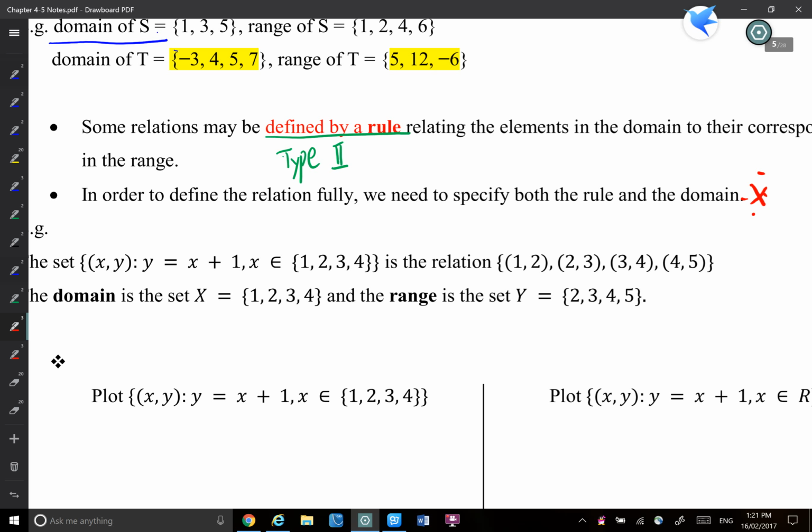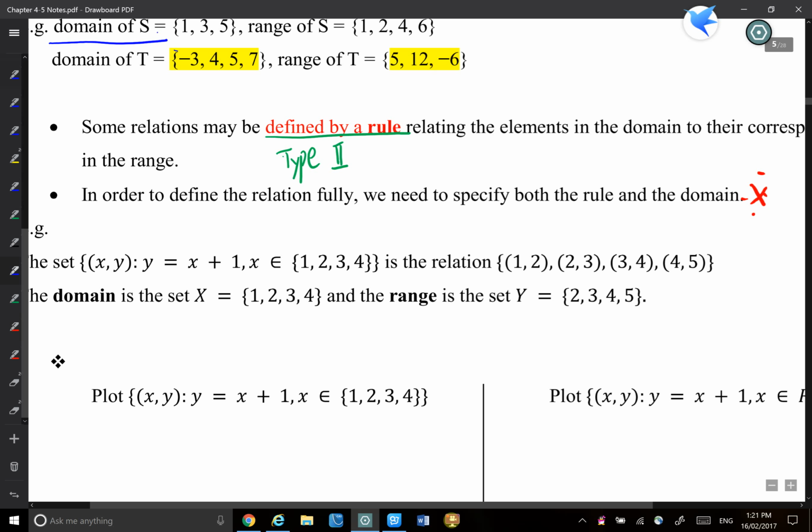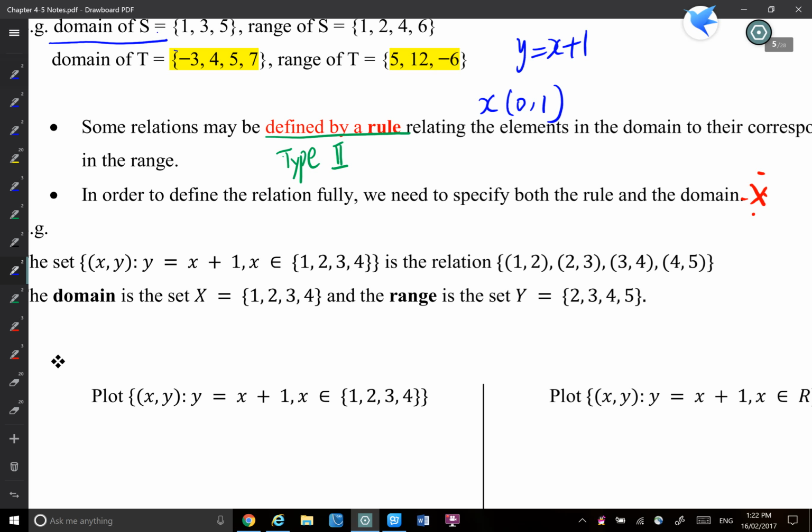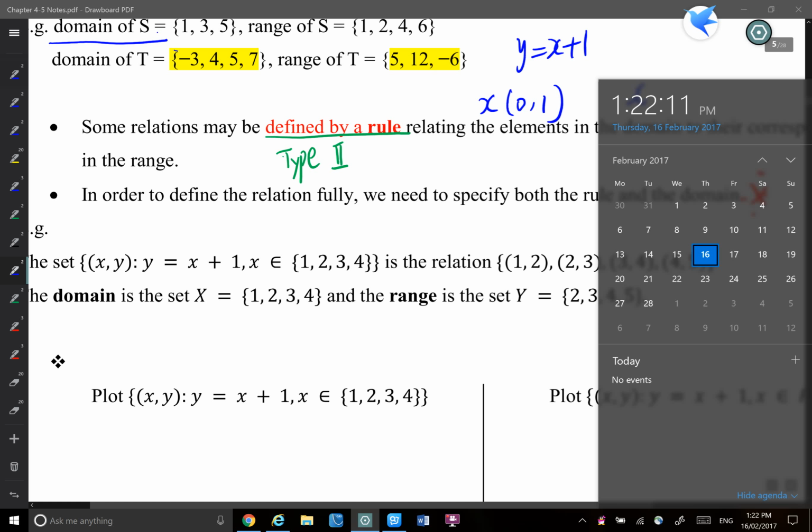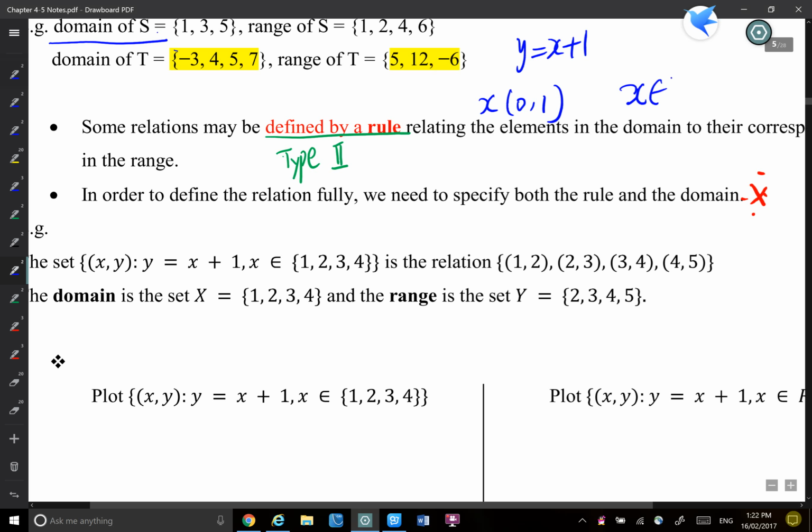It's not enough if I only tell you a rule, y equals x plus 1. It is also important to let me know what x can take. What are the possible x values? For example, y equals x plus 1. If your x can be, let's say, 0 to 1, that will only be like this part of the graph. But if your x belongs to R, that will be a different graph.